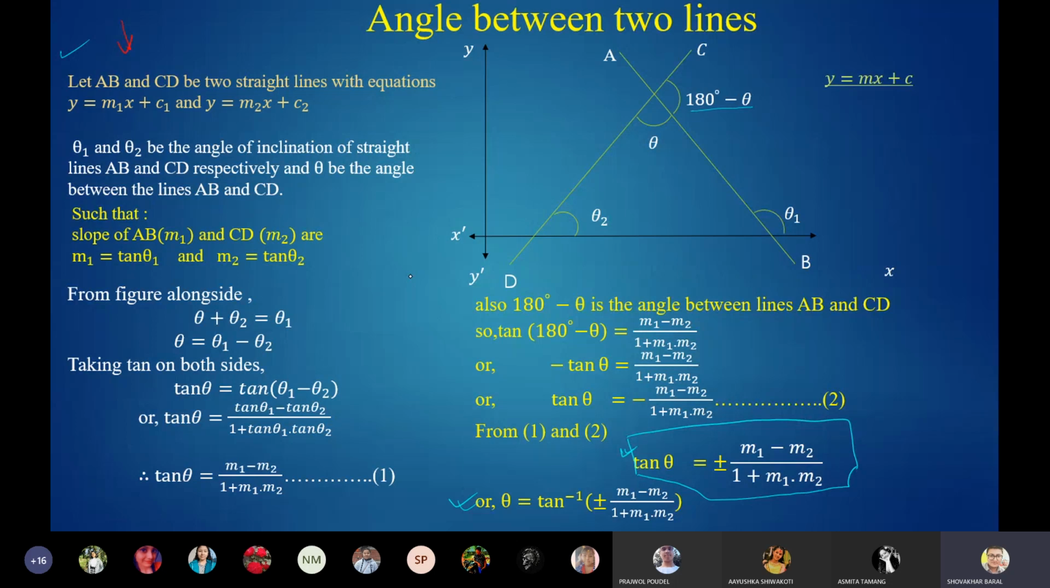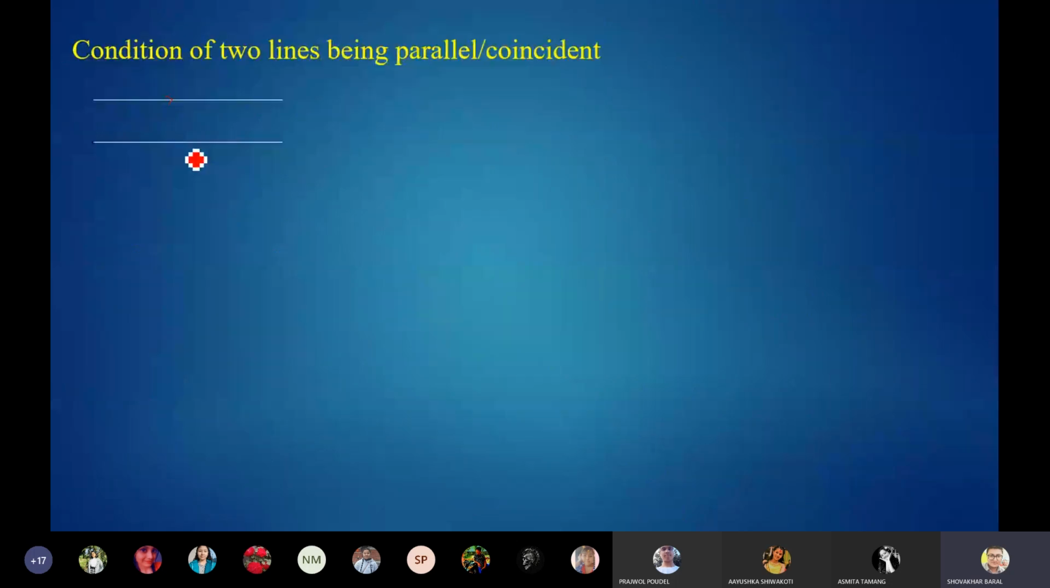Okay, have you copied it? Yes, sir. Okay, good. So let's go to the next slide. This is also a very important concept and a very important formula that you need to know. Let's discuss on what condition these two lines are parallel or coincident. There's a slight difference between parallel and coincident, though it refers to the same condition that we will derive here. Please write it: condition of two lines being parallel/coincident. So let me explain what actually parallel is and what actually coincident is.